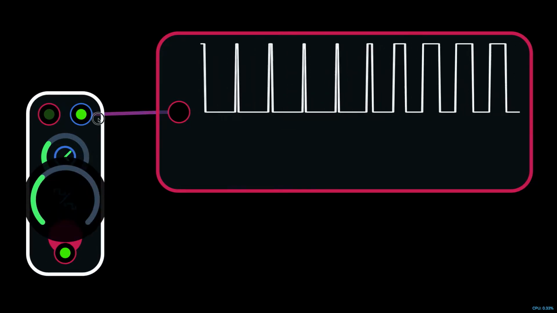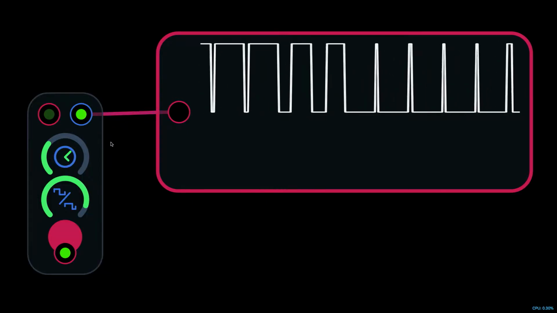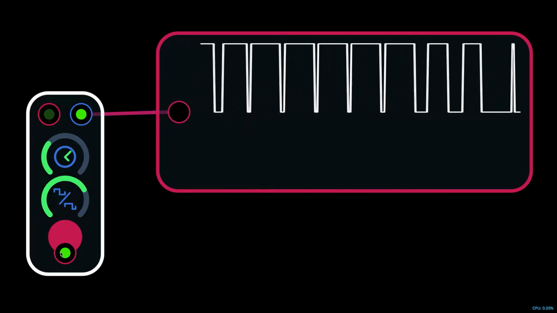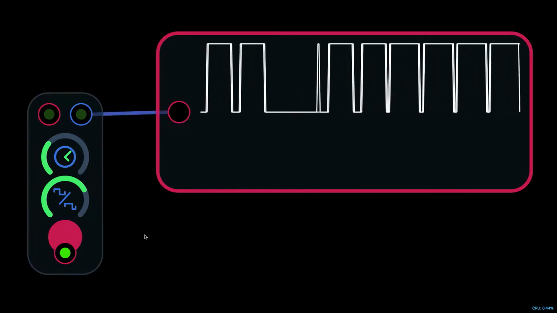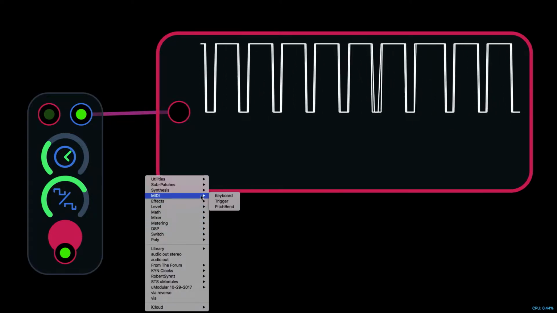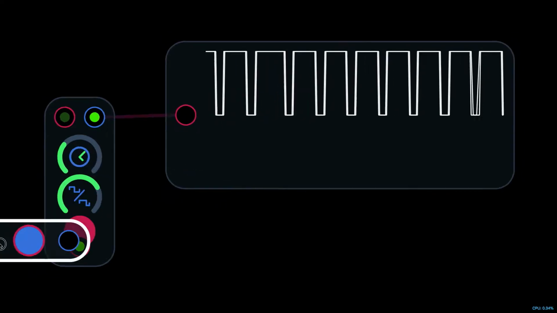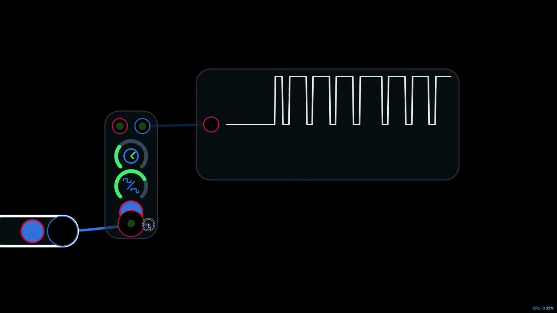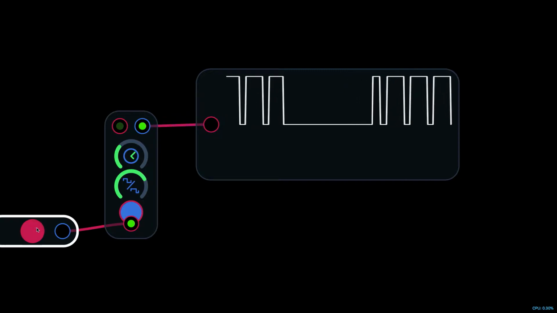There's a duty cycle control, which determines how much of each cycle the gate is high. And then there's an on-off switch. There are also two gate inputs. One is the top, which resets the clock cycle, synchronizing it with external sources, and one running into the on-off switch, which acts as a mute and unmute.